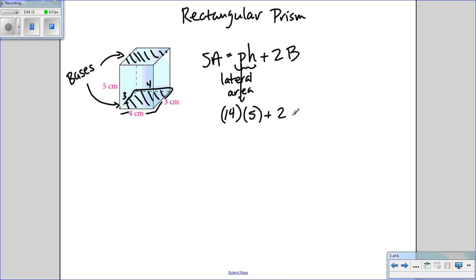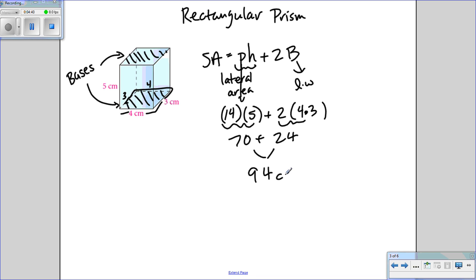Now we have 2 times the area of the base. I have already deemed that we have rectangles as our bases, so our area formula for a rectangle will be length times width, so 4 times 3. Now we can do the math. 14 times 5 is 70. 2 times 4 times 3 would be 24. Total those together, and our surface area for this particular prism is 94 square centimeters.